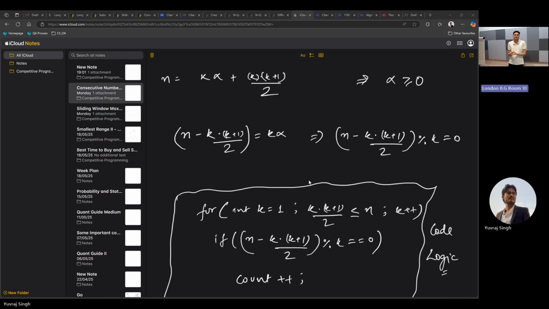Now we can take k into k plus 1 by 2 to the left-hand side of the equality, and then n minus k into k plus 1 by 2 would be k alpha. So k is a factor of this number. So we can write n minus k into k plus 1 by 2, modulo k, would be 0. In that case, the value n would be a summation of k consecutive integers.